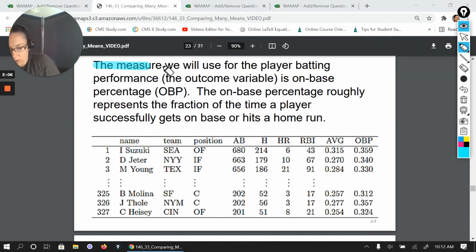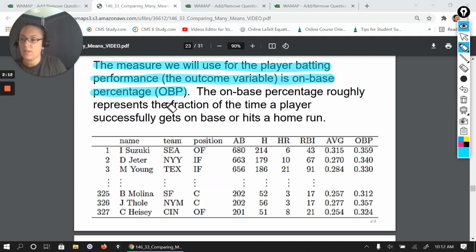The measure we will use for the player batting performance, the outcome variable, is on-base percentage, or OBP. The on-base percentage roughly represents the fraction of the time a player successfully gets on base or hits a home run. So we mentioned that before.